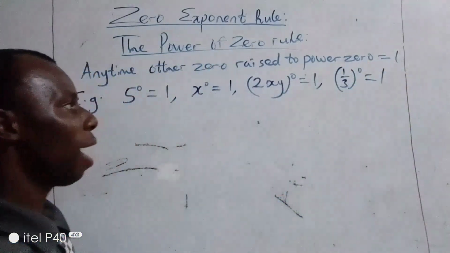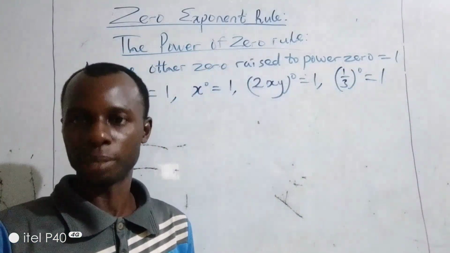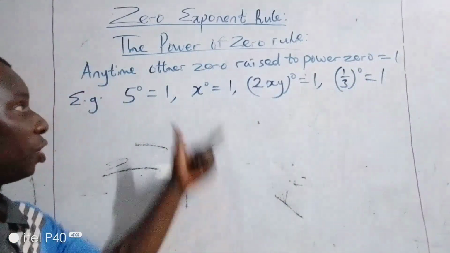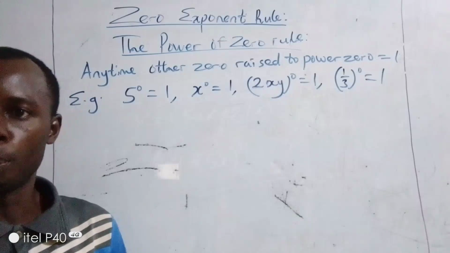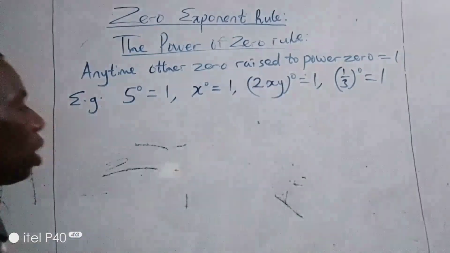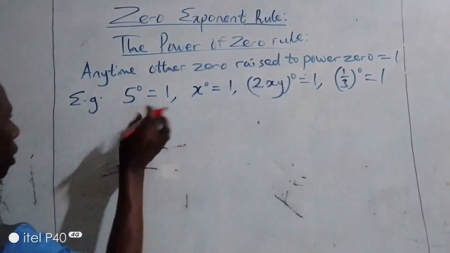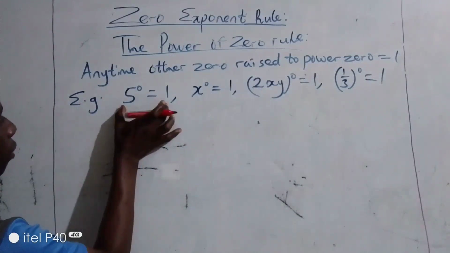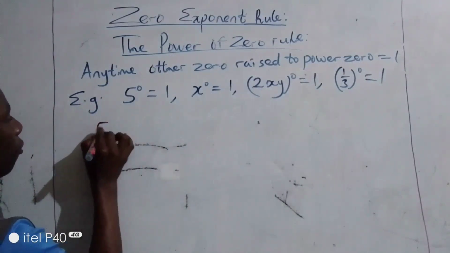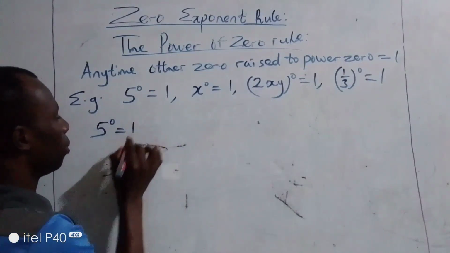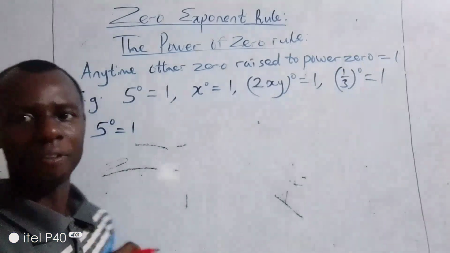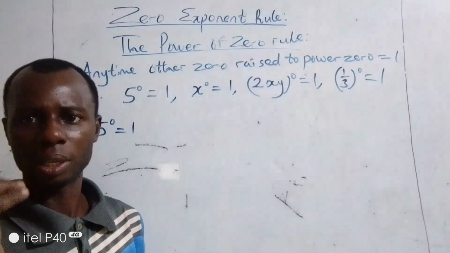So the question is, how can we prove this in mathematics? Of course, it's a rule that is generally known under the law of indices, but how can we prove this rule in mathematics? Well, let's look at this. Let me take this first example: if I have 5 raised to the power of 0 to give me 1, how can I prove truly that 5 raised to the power of 0 is 1?